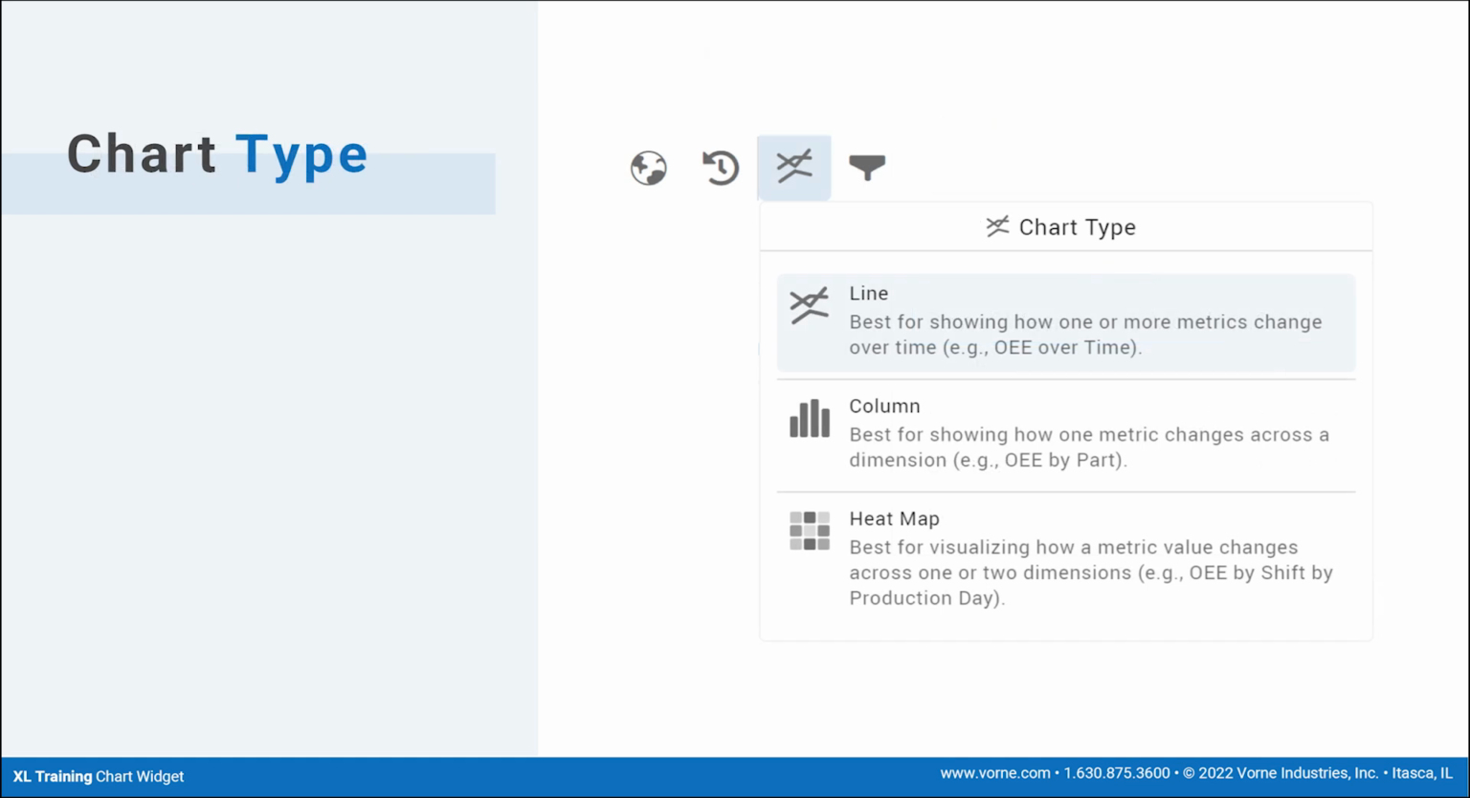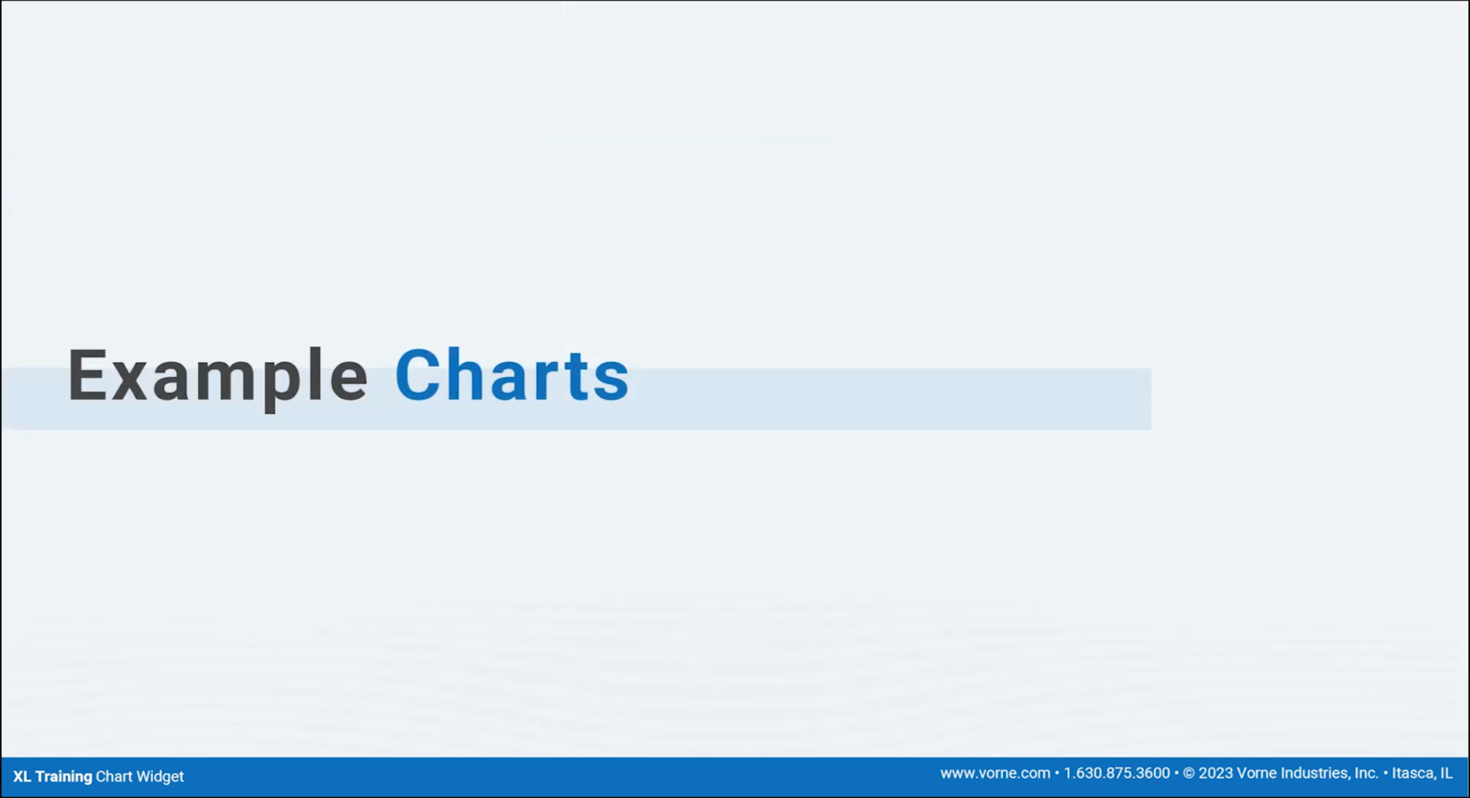The final live control for this widget, chart type, enables you to choose from the applicable types based on the metrics and dimensions you chose. To see this and the other live controls in action, let's create a few examples.